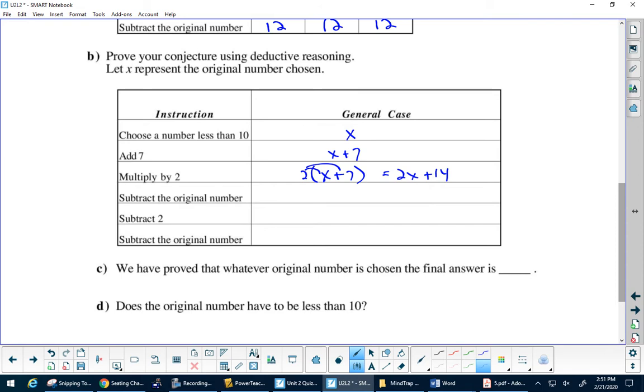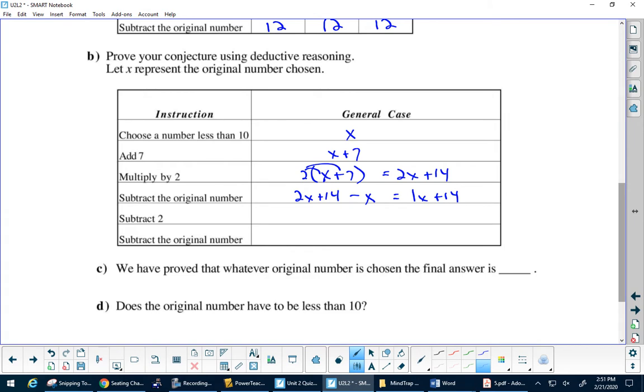Now, what are we going to do to the next one? We have to subtract the original number. So we have 2x plus 14, and we're going to minus x. Wasn't x my original number? So what does this become? Let's put an equal sign at the end all the time. What's 2x minus x? 1x plus 14, right? Remember, we just subtract like terms.